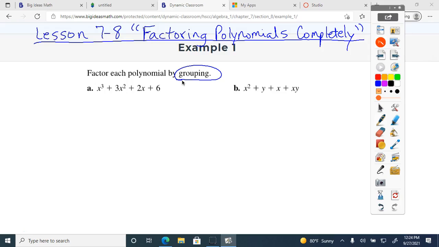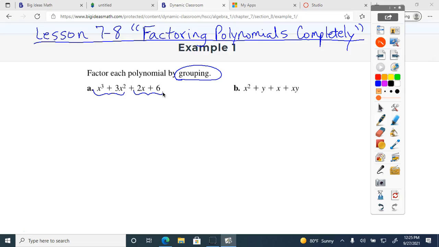Grouping means you just group the parts of the polynomial. You have two parts, okay? Because does the whole polynomial have a common factor? Does the whole thing have a common factor? No, but the first two have a common factor and the second two have a common factor. Does that make sense? Okay, so you're going to group them together.